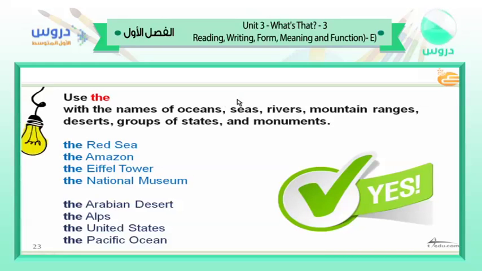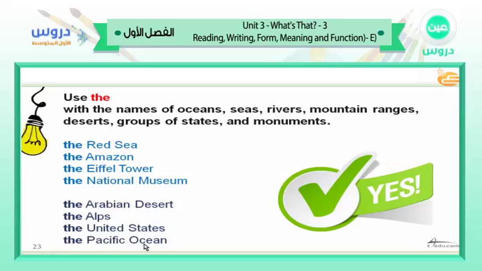Amazon, it's one of the rivers around the world. So I say the Amazon. Eiffel Tower, it's a monument. The Eiffel Tower. National Museum, it's also a monument. I use the National Museum. Arabian Desert, it's one of the deserts. Yes, the Arabian Desert. Alps, it's one of the mountain ranges around the world. I use the Alps. United States, a group of states, for example, California, Los Angeles, and so on. The United States, I use the with them.